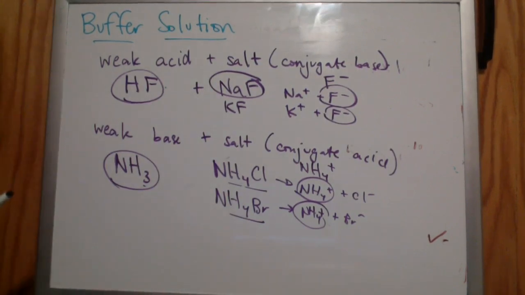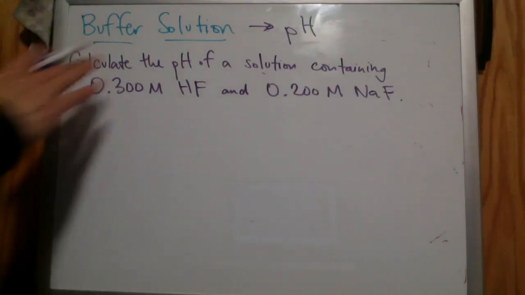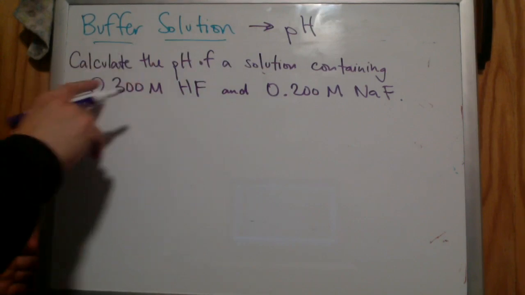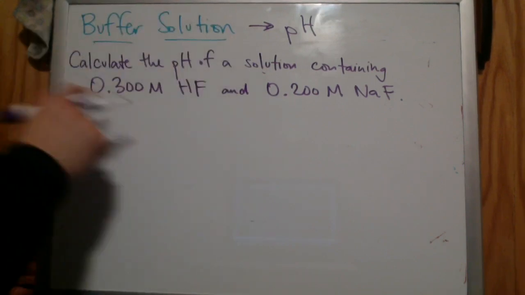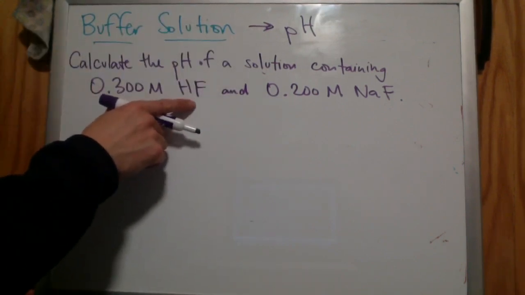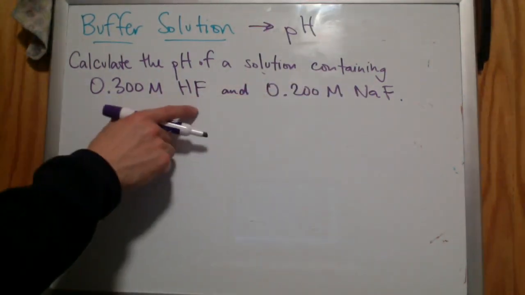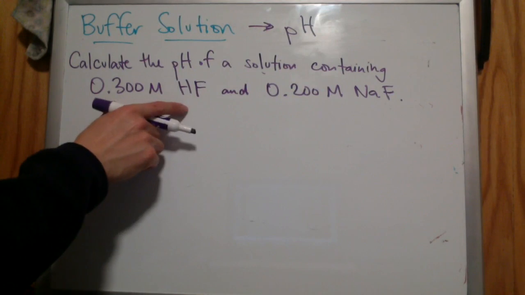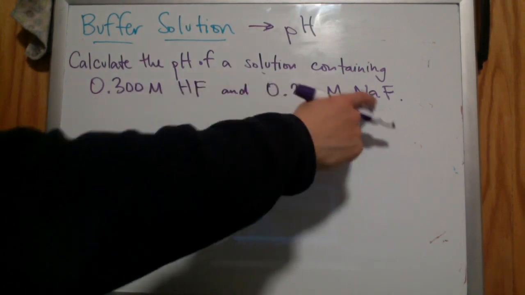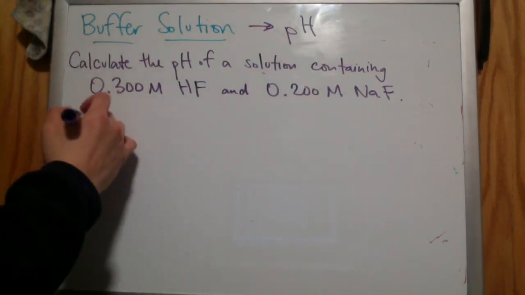We're going to now calculate the pH of a buffer solution, but it's actually quite simple based on what we've done before. Here's our problem now for the pH of a buffer solution. Calculate the pH of a solution containing, now this is different because normally we would only have a weak acid or we'd have a weak base. So over here, let's take a look. We have a weak acid and then we have its conjugate base.